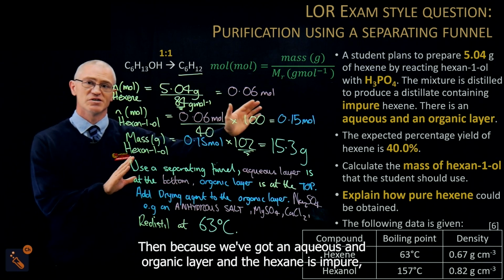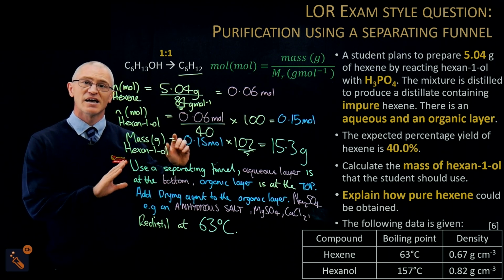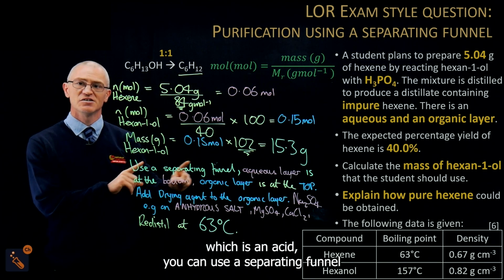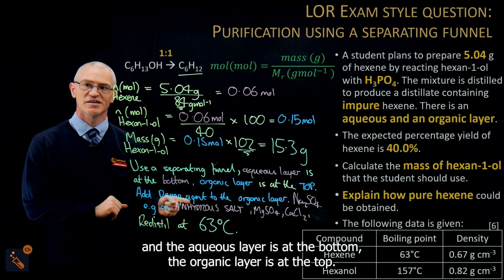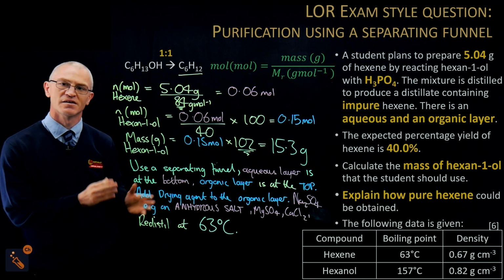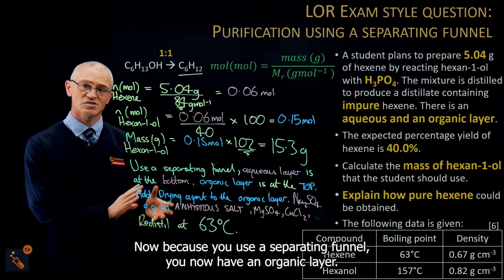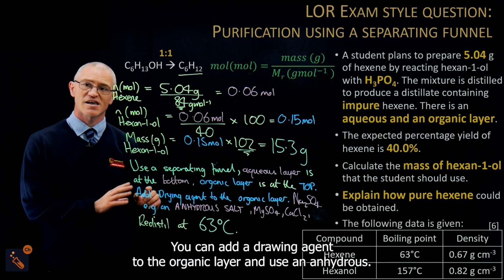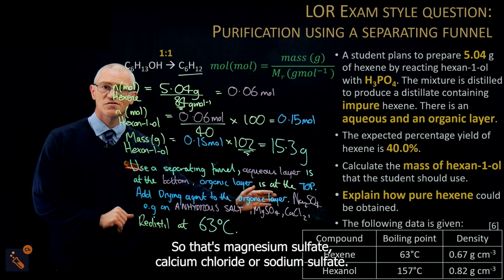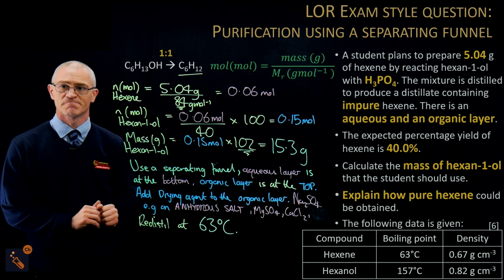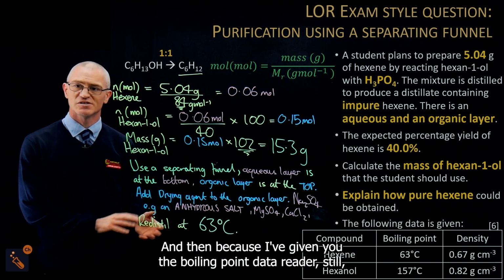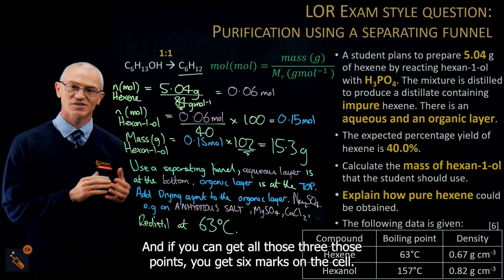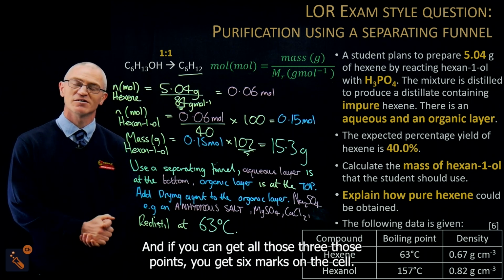Then, because we've got an aqueous and organic layer and the hexene is impure, and because we added an acid, because we've got H3PO4, which is an acid, you can use a separating funnel, and the aqueous layer is at the bottom, the organic layer is at the top. Now, because you've used a separating funnel, you now have an organic layer. You can add a drying agent to the organic layer and use an anhydrous salt. That's magnesium sulfate, calcium chloride, or sodium sulfate. And then because they've given you the boiling point data, redistill at whatever the boiling point of your product is. In this case, it's 63 degrees. And if you can get all three of those points, you can get 6 marks on this LOR question.